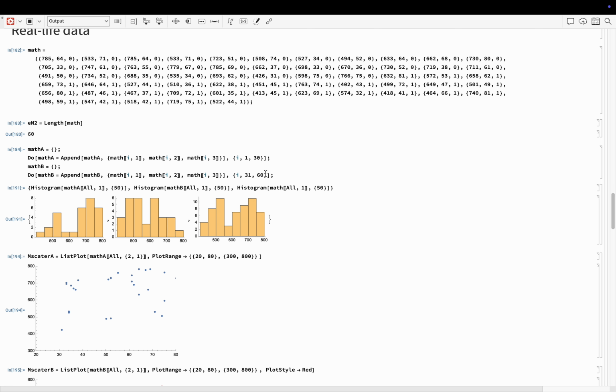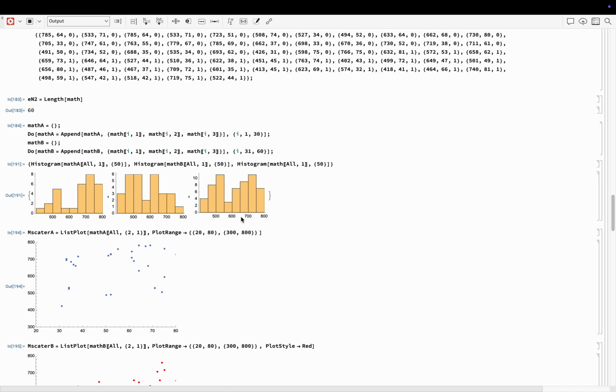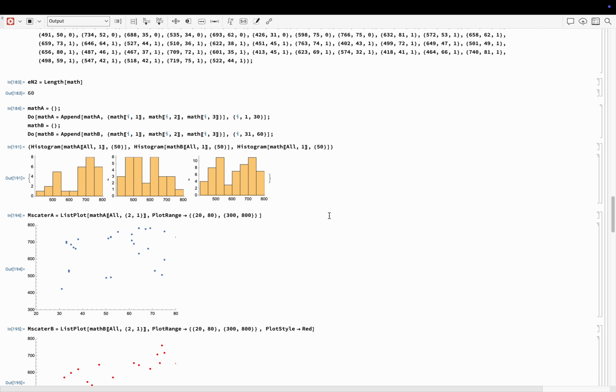And we can see what the data are. The dependent variable in the control group, the dependent variable in the experimental group, and the overall histogram of the dependent variable in the whole sample.